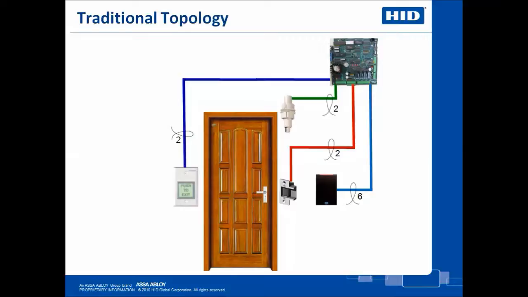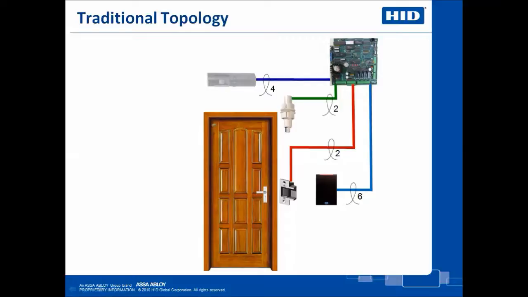The REX shown here is a manual push button, but today most REXs are of the passive type, requiring no action on the part of the person leaving. Shown here is a passive infrared type REX device. Because this device is powered, it requires 4 wires, 2 for power and 2 to signal the controller. This PIR REX, like the push button, is on the secure side of the door.